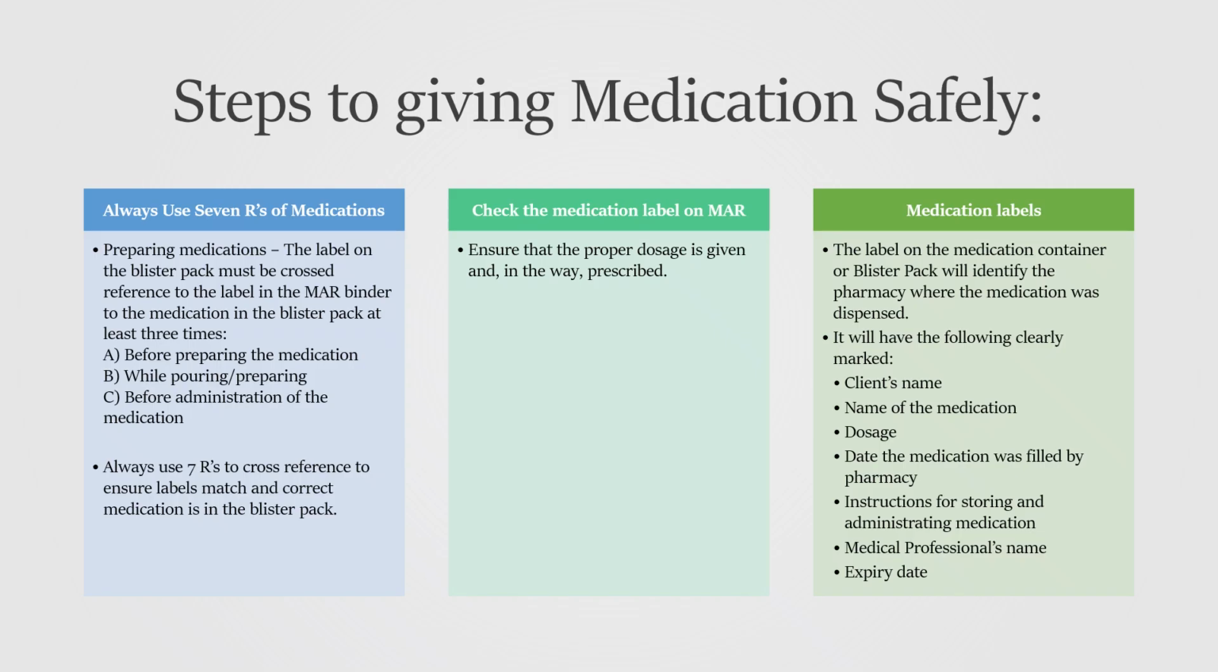Medication labels. The medication label on the medication container or blister pack will identify the pharmacy where the medication was dispensed. It will have the following clearly marked: resident's name, name of the medication, dosage, date the medication was filled by the pharmacy, instructions for storing and administering medication, medical professional's name, and expiry date.